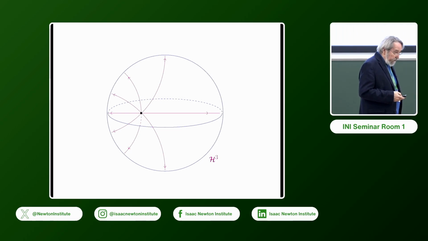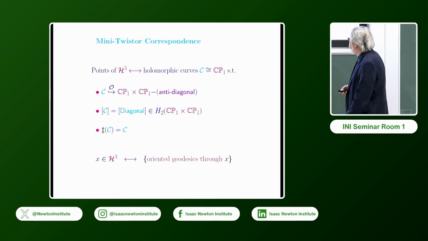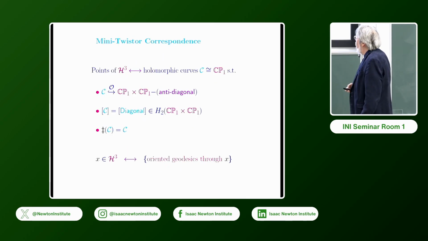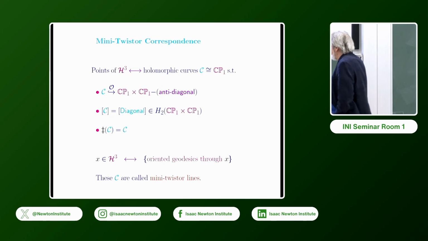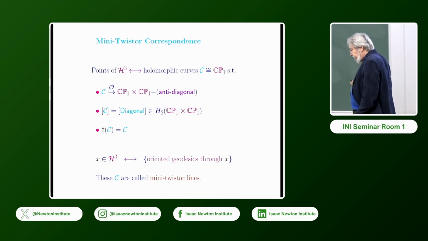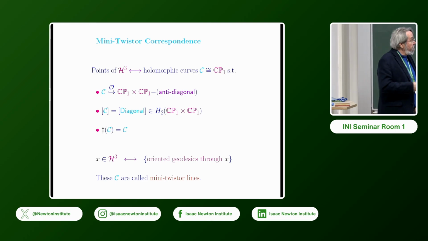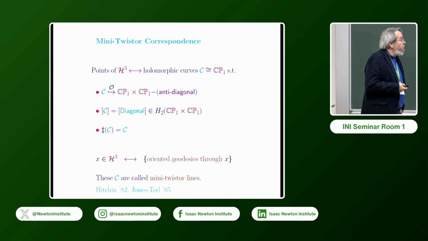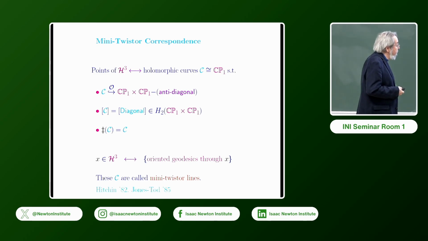the oriented geodesics that go through it. There's a 2-sphere of such things. And so for each point in hyperbolic 3-space, we get a mini-twistor line. They all satisfy these properties, but in fact, they are the only holomorphic curves with these properties.